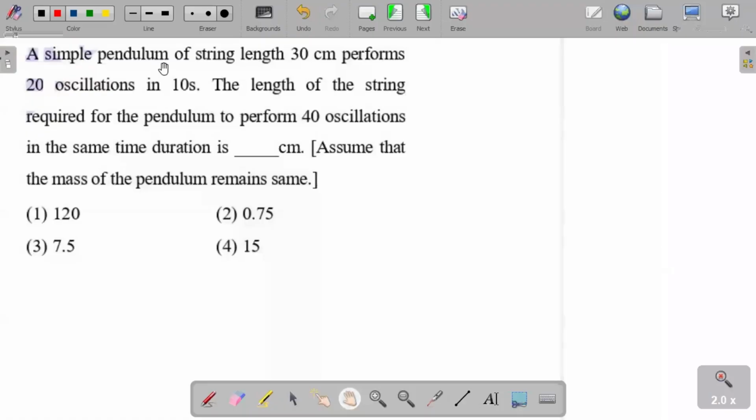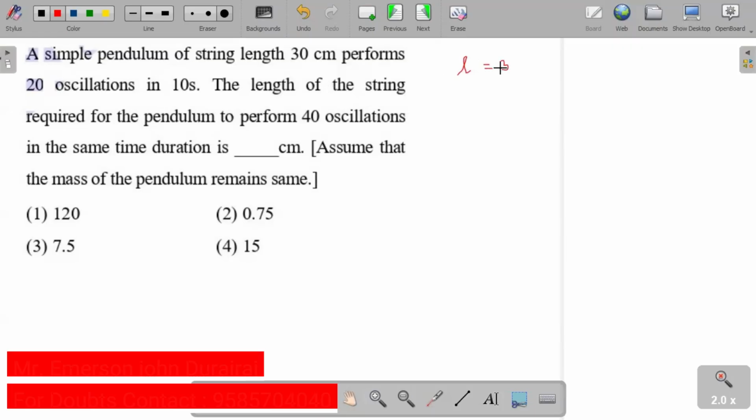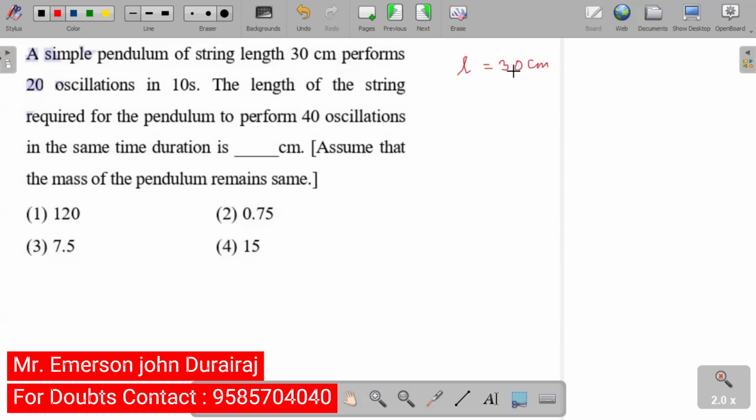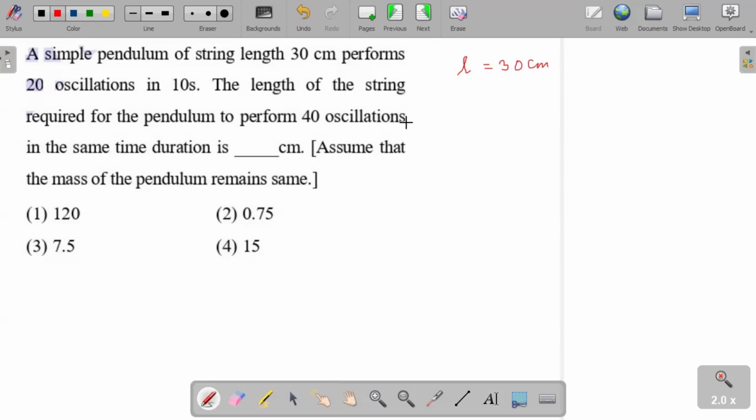A simple pendulum of string length 30 centimeter performs 20 oscillations in 10 seconds. In 10 seconds, 20 oscillations, so what is the time period? Time period is total time by number of oscillations, 10 by 20, which is equal to 1 by 2 second.